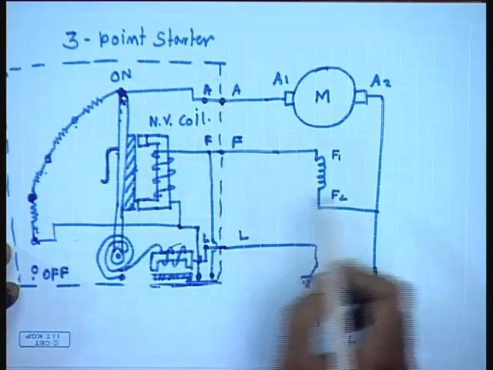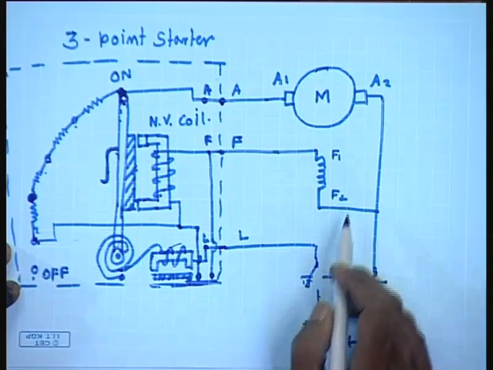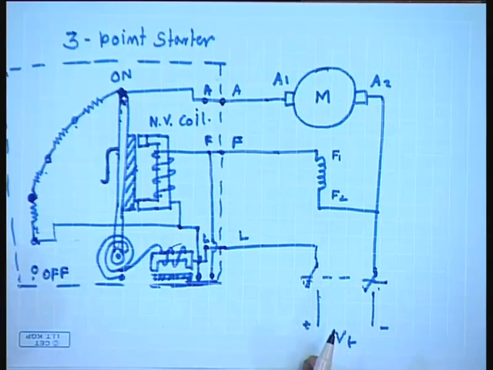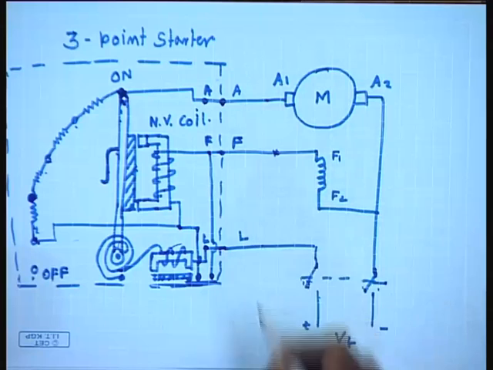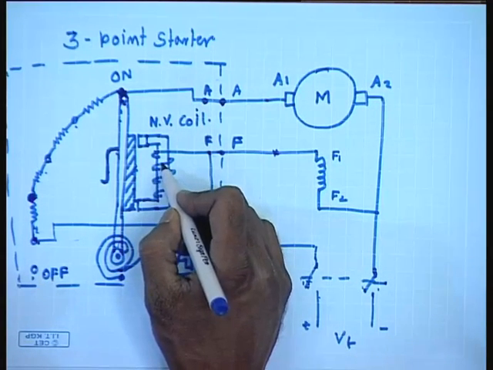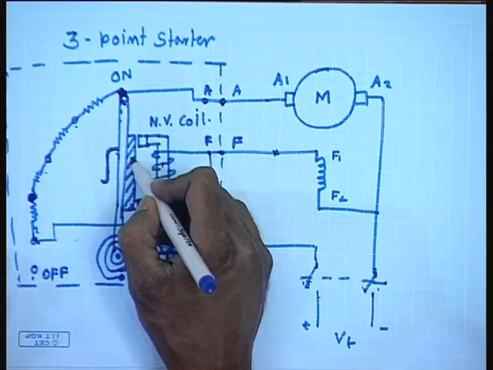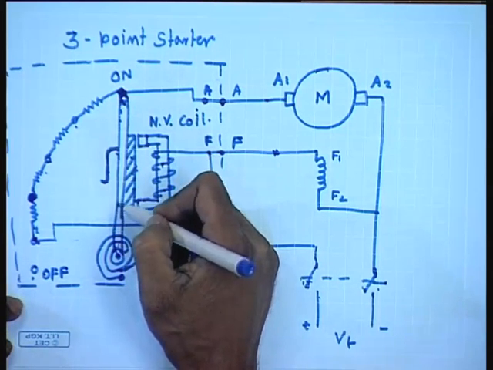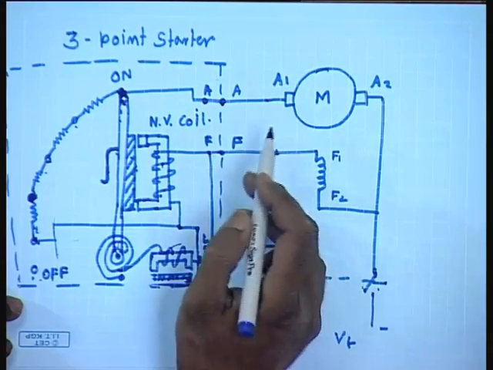We see that this no volt coil is connected in series with the field winding across the supply. So, under any condition, if the field circuit is broken and no current is flowing through the field winding, then this soft iron magnet, this permanent magnet, this electromagnet gets de-energized and it releases this soft iron piece. Since the handle is spring loaded, immediately the handle reverts back to the off position.